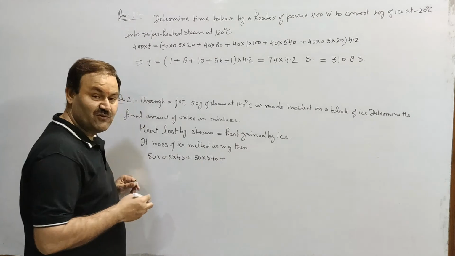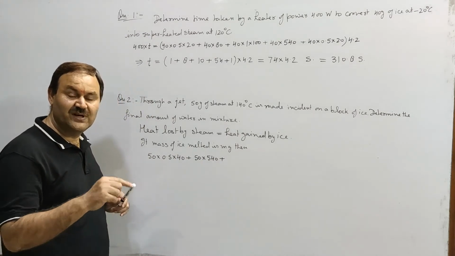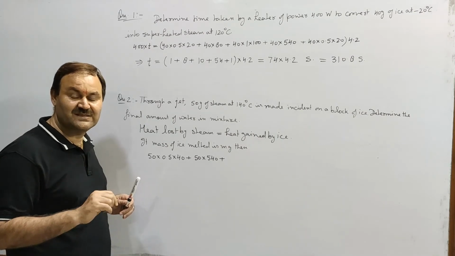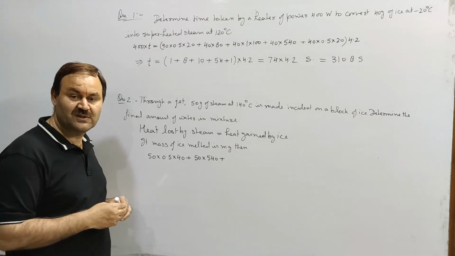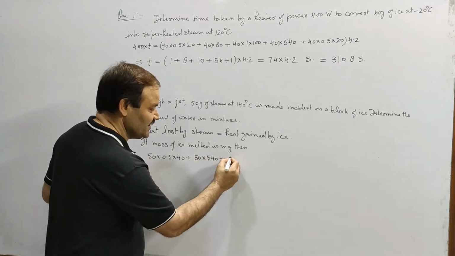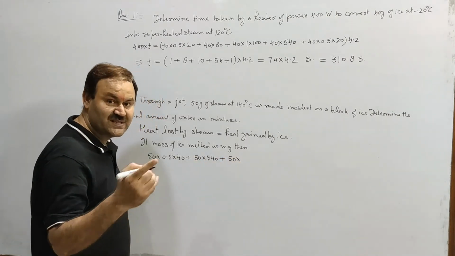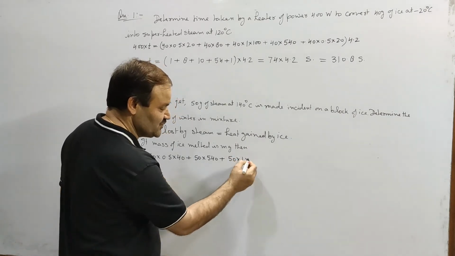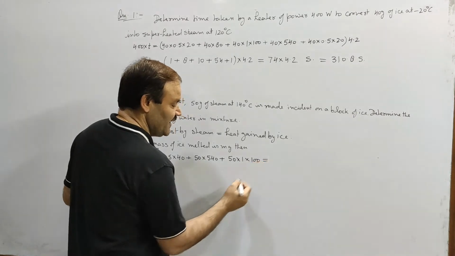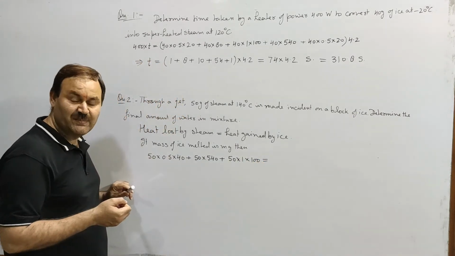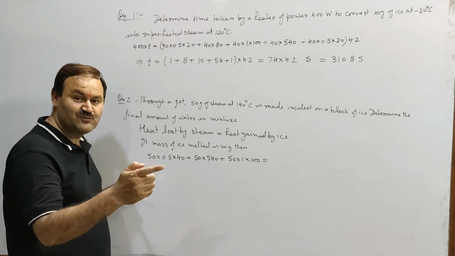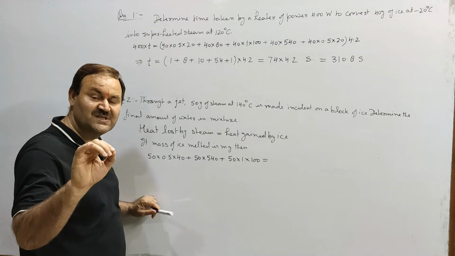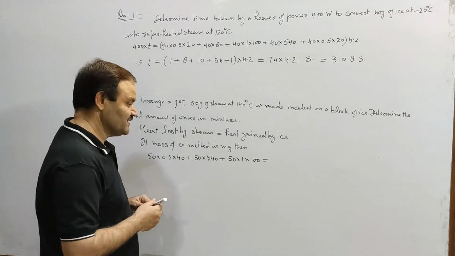Now this water formed at 100 degrees Celsius will lose heat to decrease its temperature up to 0 degree Celsius, that is equal to the temperature of ice, and for that, mass into specific heat capacity of water, which is 1 calorie per gram per degree Celsius, into change in temperature, that is 100. And all this heat supplied by steam will be absorbed by ice only to melt, because the final temperature of the mixture is only 0 degree Celsius.